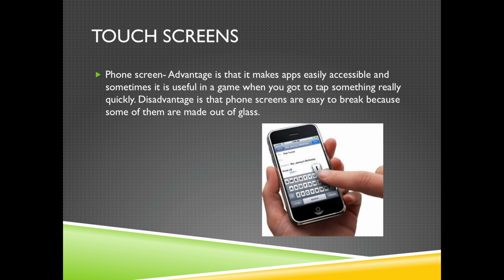Touch screens. Phone screen. The advantage is that it makes apps easily accessible and sometimes it is useful in a game when you have to tap something really quickly. The disadvantage is that phone screens are easy to break because some of them are made out of glass.